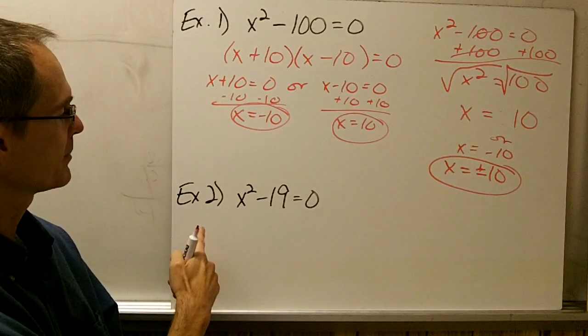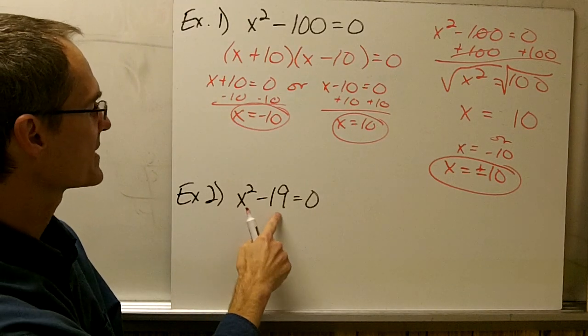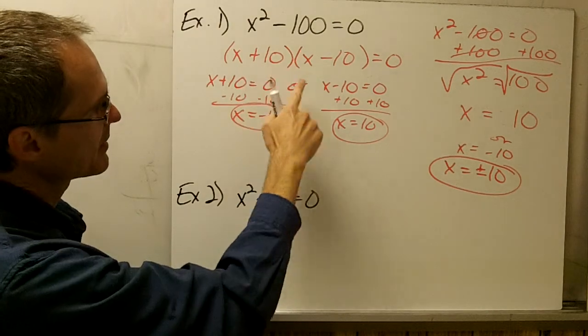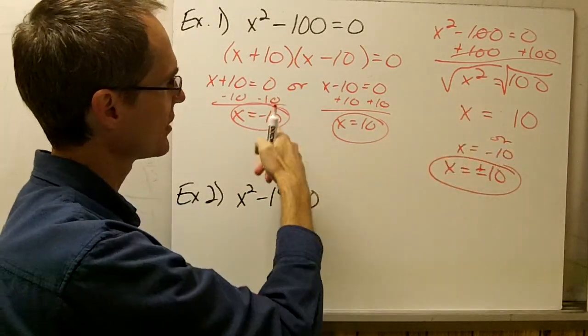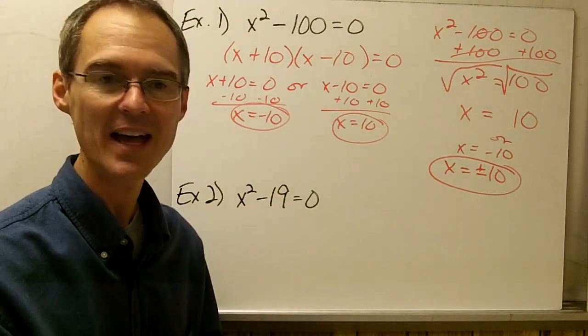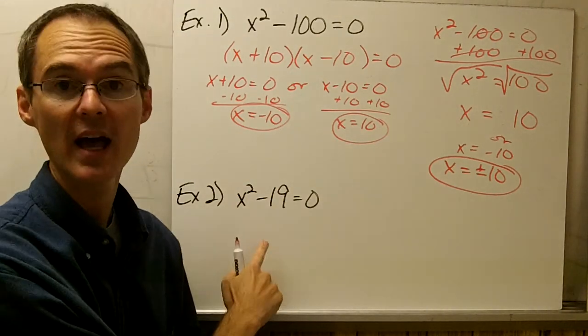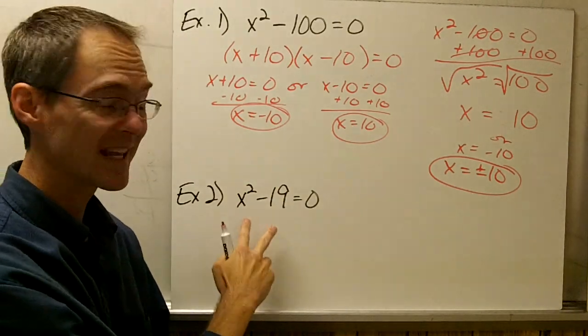All right, let's take a look at example number 2. x squared minus 19 equals 0. In this example up here, number 1, you might have said, well, why do I need to use square roots here? I can solve it just fine by factoring. Well, sometimes you have an equation and it won't factor.